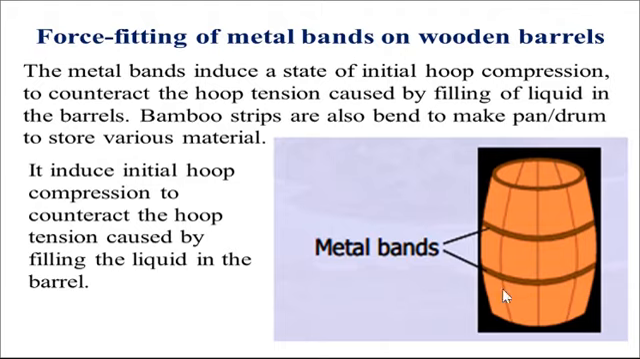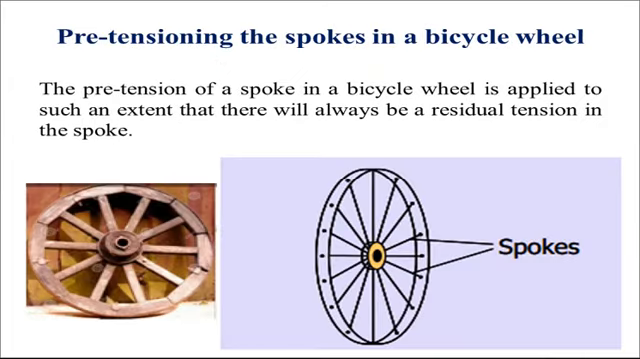For example, this is a wooden barrel, which is covered with vertical strips of timber or wood, and these are the metal bands. And when we put in the grains, food grains, what happens? This will be counterbalanced. This is the simple concept of prestressing. This is an old example. Second one, we can use the spokes of a cycle, or we can say a two-wheeler or cart.